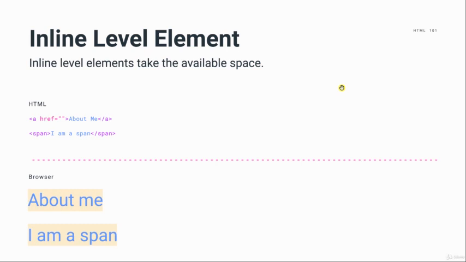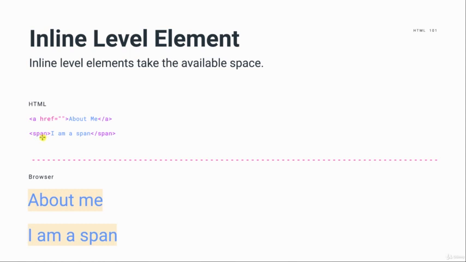Alright, in this video we're going to learn about the inline level elements. So we have block level elements that we talked about before, and inline level elements are the ones that only take the available space that they have. So we have an anchor tag and we write "about me", and it's going to be a link that you click on and it goes to the about me page, and the link on the browser only takes the available width.